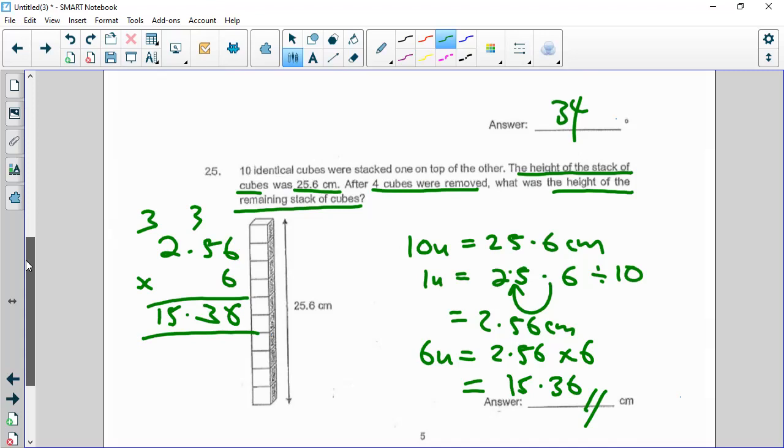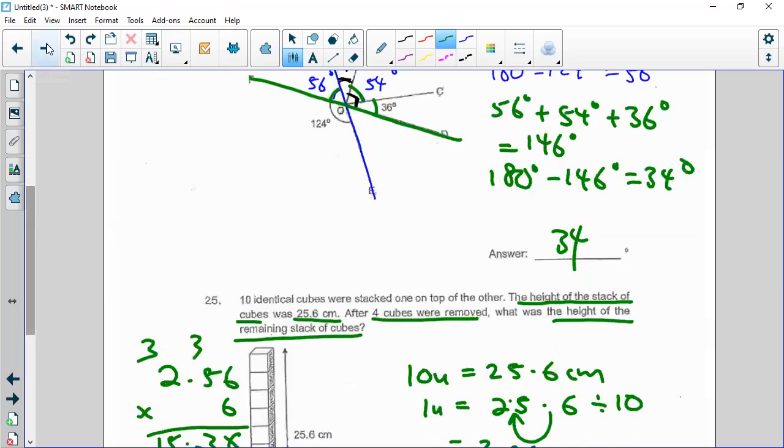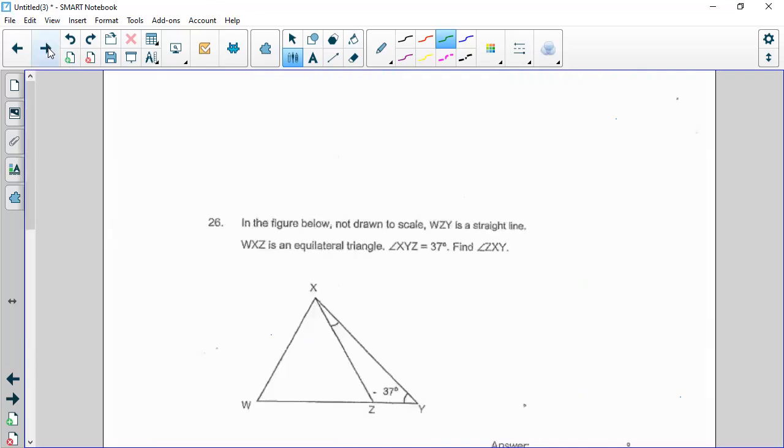Okay, 5 more questions to go. Okay, question 26. Oh, by the way, give yourself 2 marks. Miss Tang doesn't have time to tell you how many marks. So from 21 to 30, how many marks? 2 marks. Okay, 2 marks for every question from 21 to 30.